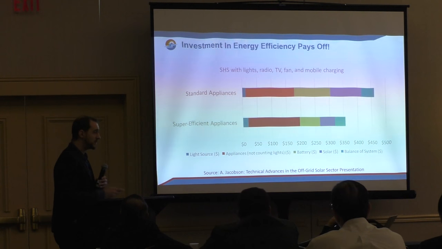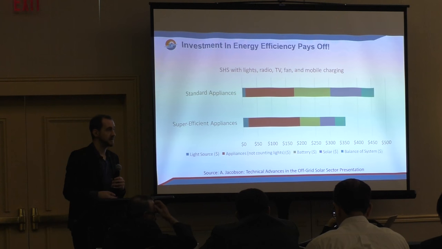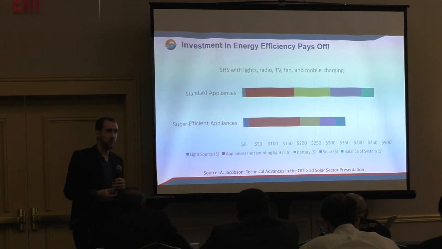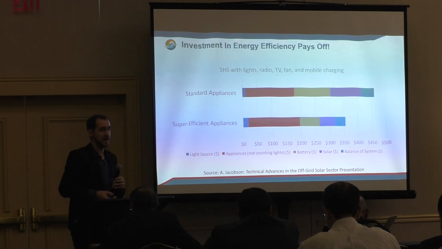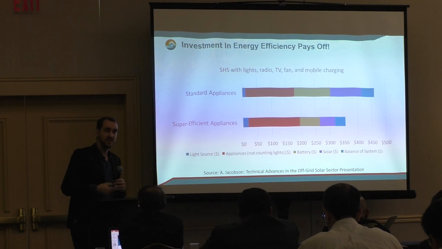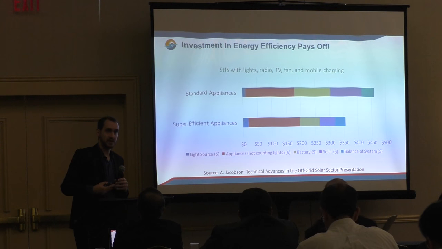All right, and one final note on technology is that most grid-tied appliances are extremely energy inefficient, and the simple reason is that electricity is so cheap. So if you hope for a copy-paste model, where you take a TV manufacturer from the US or Europe or Asia and try to sell their products in, say, Sub-Saharan Africa or India or Papua New Guinea, you're going to have a really bad time, because those appliances are designed to run off a grid and therefore are not really working hard to save energy.